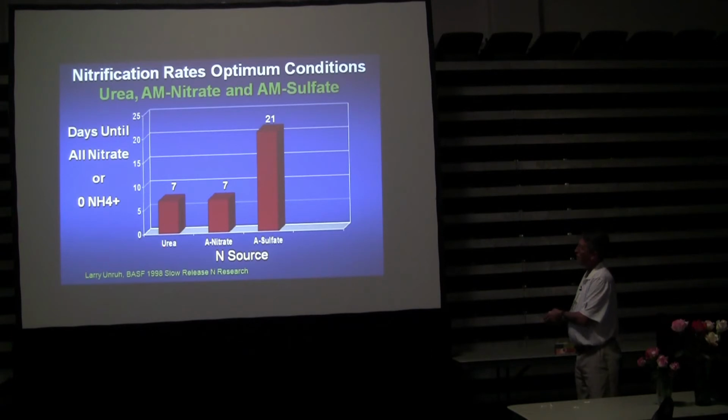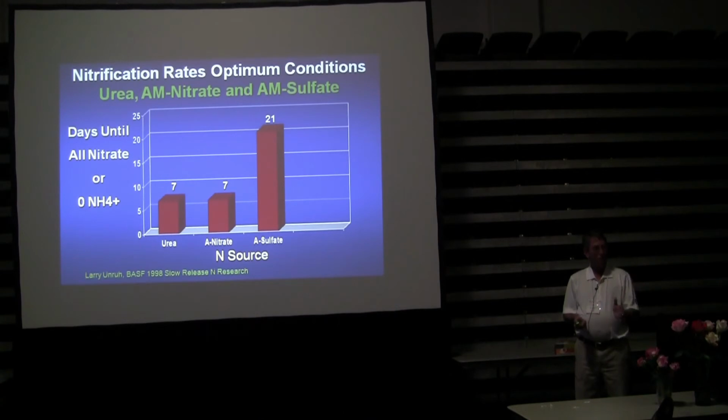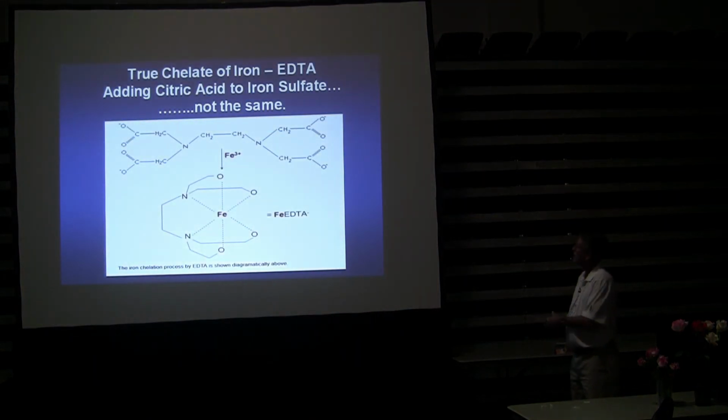When you add urea or ammonium nitrate within 7 days with good moisture, all of it's in the nitrate form. With ammonium sulfate, it takes 21 days. So our ammonium sulfate blends are not a legally slow release fertilizer, but when you apply it, there's just not a flush of soluble N that goes with the water. It's somewhat slow release.